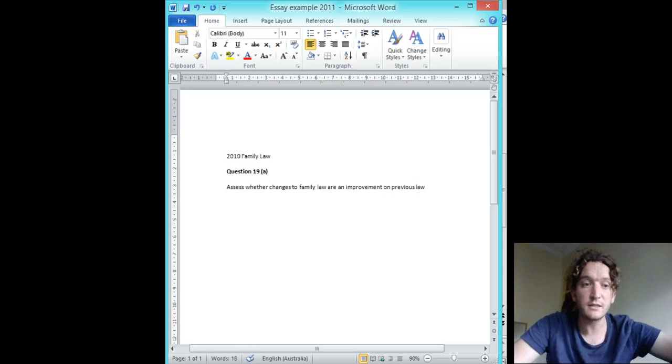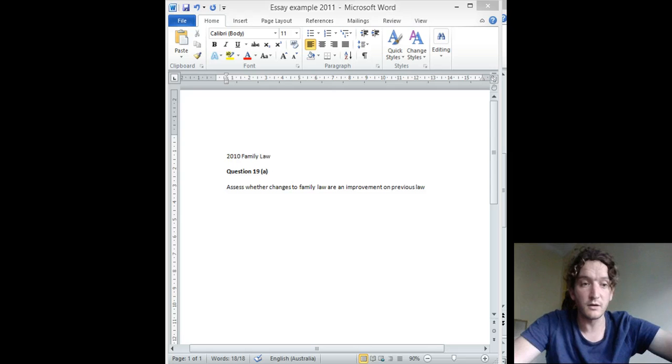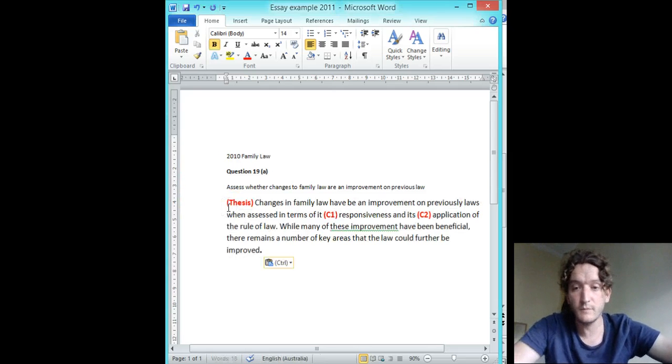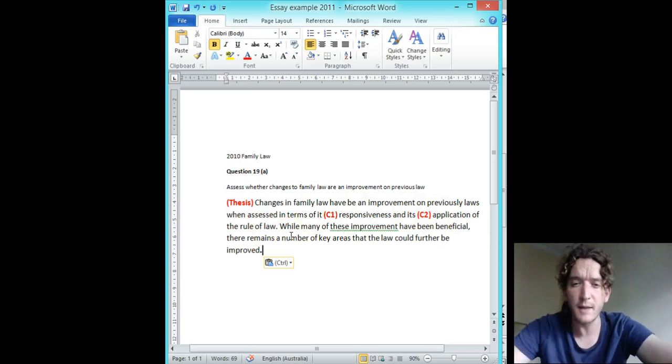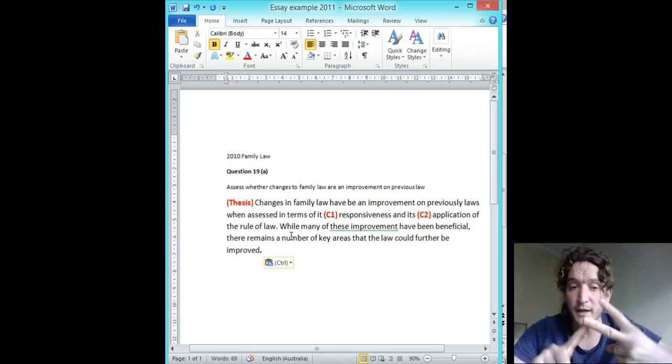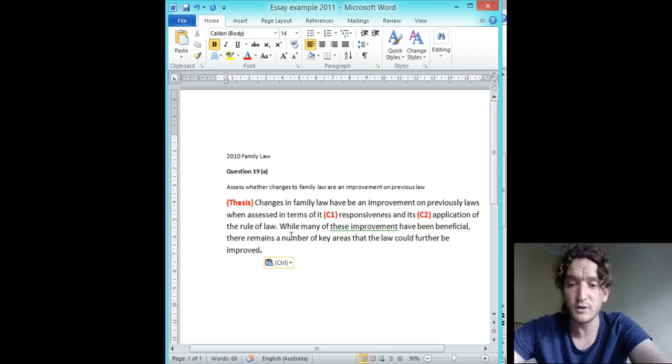Okay, so as stated earlier, the first thing we need to do is throw out our thesis. So this is an example of that. Here it is: changes in family law have been an improvement on previous laws when assessed in terms of its responsiveness and its application of the rule of law. This is the first thing that happens when you go to write your introduction: you're telling the marker your opinion, and then second of all, you're backing it up with the criteria. The marker is already moving towards thinking this is a top-band response.